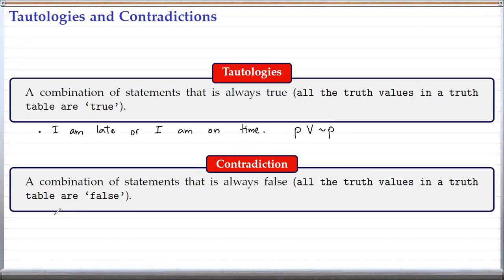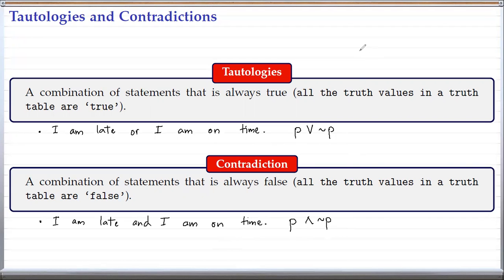An example of a contradiction in a similar sense can be something like "I am late and I am on time." This can never happen because being late and being on time at the same time cannot happen. So this is a contradiction. P and not P is a contradiction. So these are the simplest examples of tautology and contradictions.